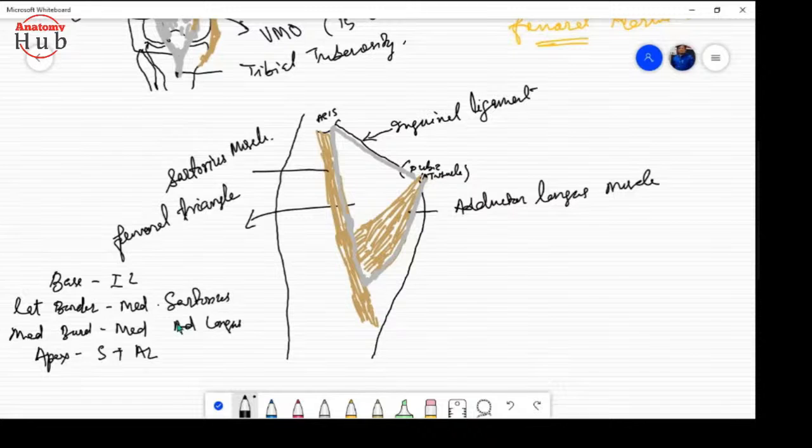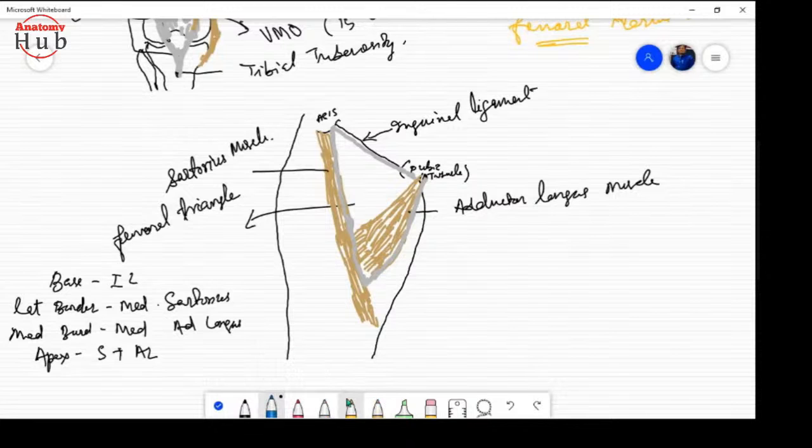So if you find a triangular fossa or triangular area, then it should have the roof, it should have the floor, and inside this triangular box, you should keep some structures, no? Otherwise, what is the necessity of this triangle, right? So first we will see the floor of the triangle. Okay, so we got the borders of the femoral triangle. Now we'll see the floor of the femoral triangle. Okay, so for the floor, I will draw in different colors, right? So that it will be easy.